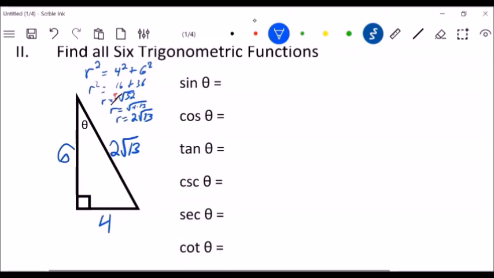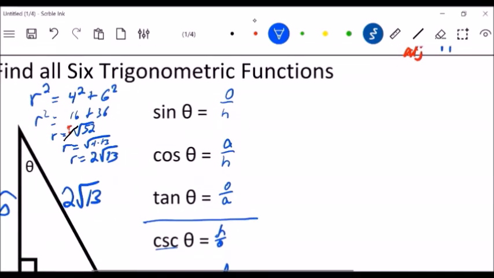Now, the sine is the opposite over the hypotenuse, and it's also, well, actually, let's put that opposite and hypotenuse. Cosine's adjacent over hypotenuse. Tangent is the opposite over the adjacent, and then the other three are simply the reciprocals. That cosecant is the reciprocal of the sine, so we have the hypotenuse over the opposite, then the hypotenuse over the adjacent, then the adjacent over the opposite. So let's actually put these numbers in and notice what we have to do.